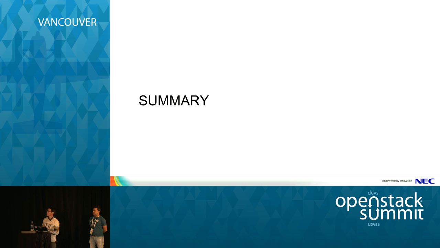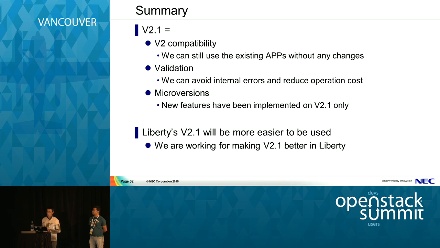Here is a summary of this presentation. The V2.1 API has V2 compatibility, validation, and microversions. With V2 compatibility, we can use existing applications without any changes. With validation, we can avoid internal errors in many cases, and we can reduce operating costs. With the microversion mechanism, new features are implemented on v2.1 only. And after Liberty, the v2.1 API will be easier to use. We will continue working to make the v2.1 API better in Liberty.